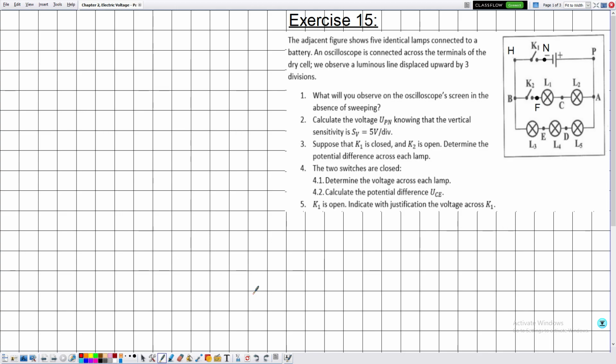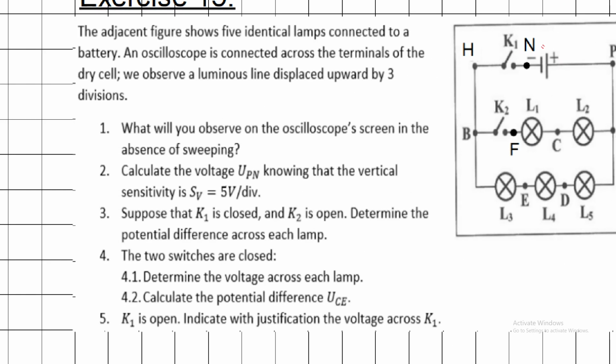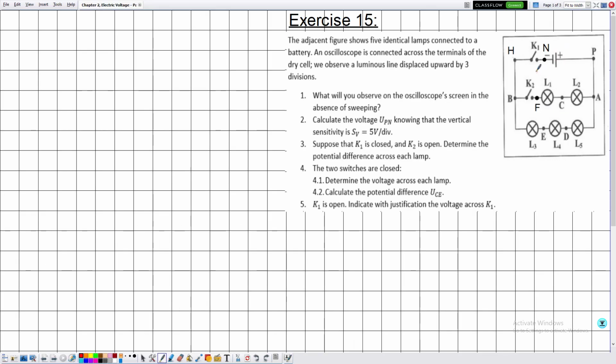So exercise number 15, they are telling me the adjacent figure, they mentioned the figure, so now we can use it, shows 5 identical lamps connected to a battery. An oscilloscope is connected across the terminals of the dry cell. We observe a luminous line displaced upward by 3 divisions. Okay, so Y is equal to plus 3 divisions.